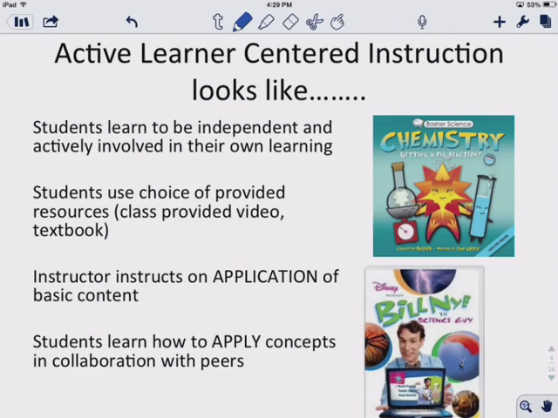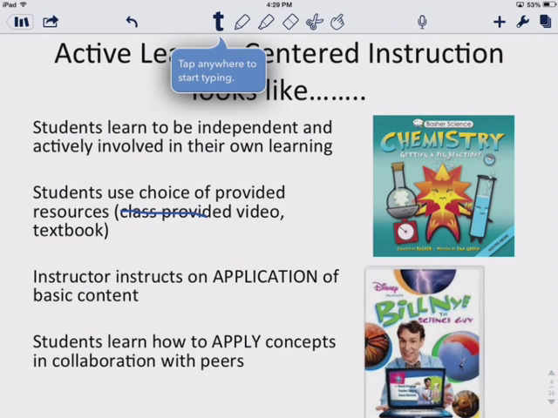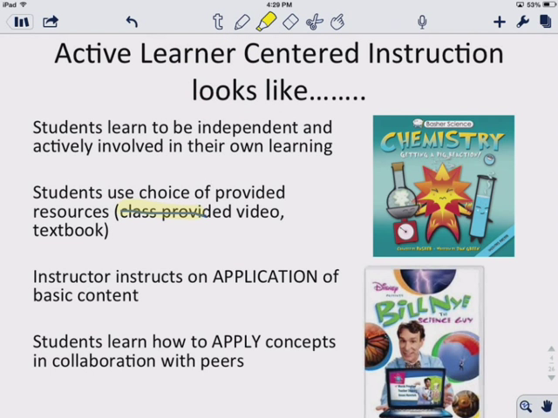We're going to give you that base knowledge at home, and we do that in two ways. Students have the choice of either using class-provided video, or you can always use your textbook. This gives you the base knowledge of what you're going to be going over in class. If we're talking about an acid-base titration in class and you don't know what an acid or a base is, or what a titration is, it's hard to be really active in class.